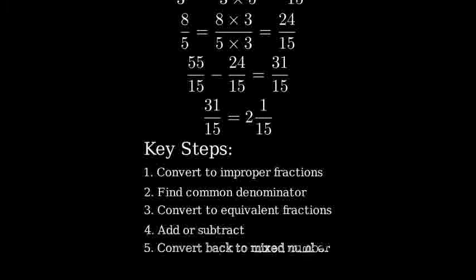Remember the key steps. First, convert mixed numbers to improper fractions, then find a common denominator, convert to equivalent fractions if needed, add or subtract, and finally convert back to a mixed number if necessary.